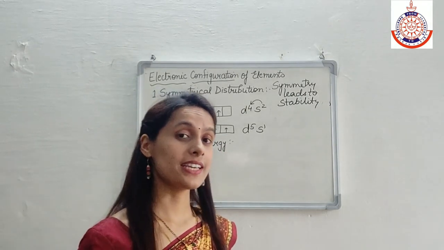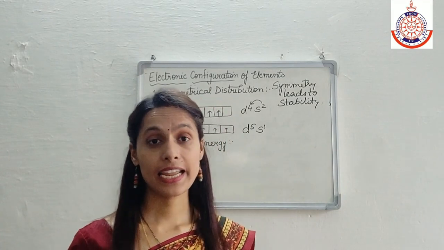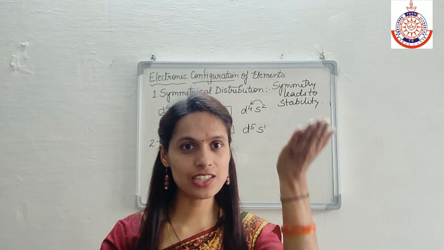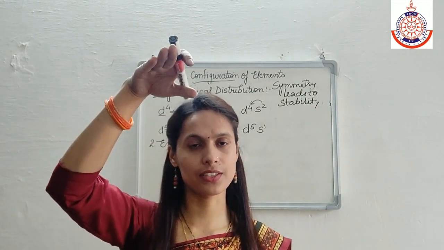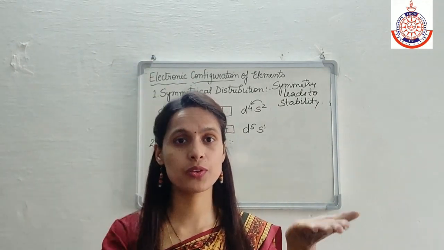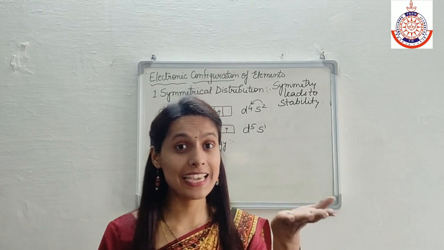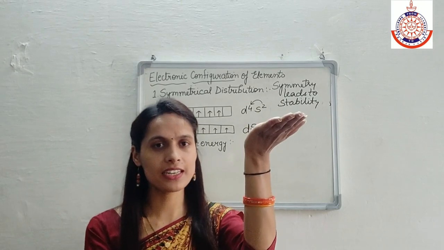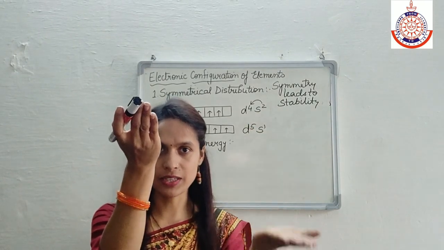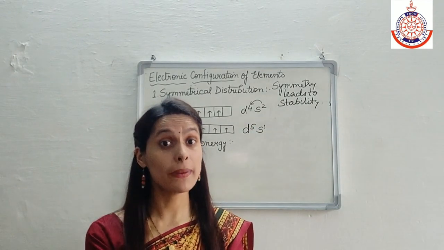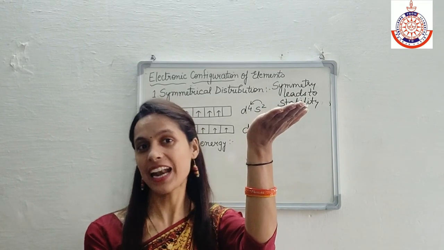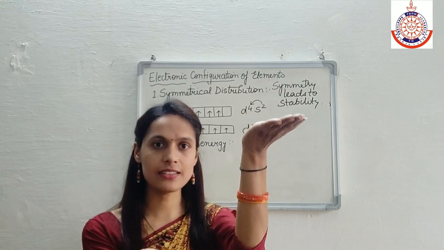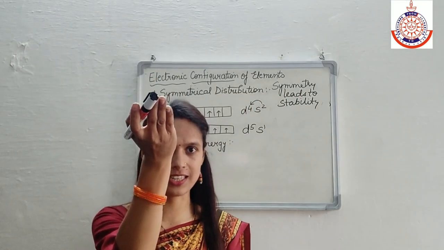Now there is also another fact: energy increases, stability decreases, or energy decreases, stability increases. So there is an inverse relation between energy and stability. There is a direct relationship between symmetry and stability. Symmetry increases, stability increases. Symmetry decreases, stability decreases. But there is an inverse relation between energy and stability. Energy increases, stability decreases; energy decreases, stability increases.